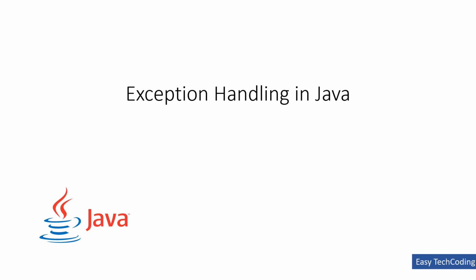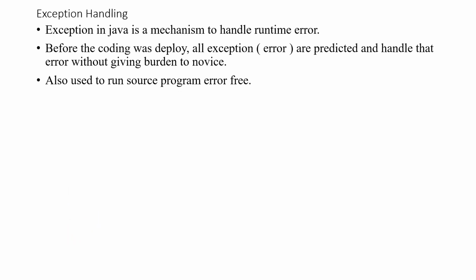Hello. Today we are going to learn about exception handling in Java. Exception in Java is a mechanism to handle runtime errors. Before the code is deployed, all exceptions are predicted and handled, without giving burden to the user. It is also used to run Java source programs error-free.